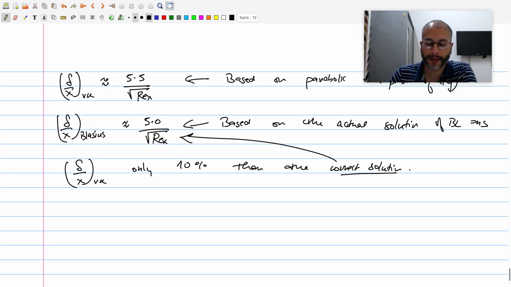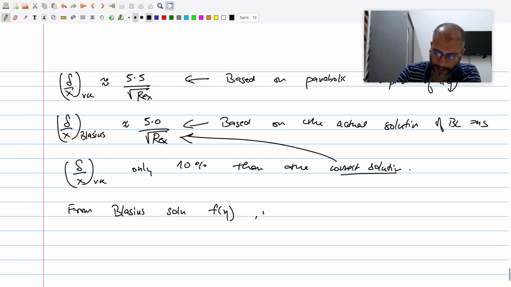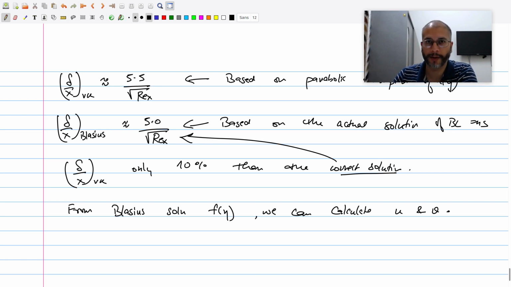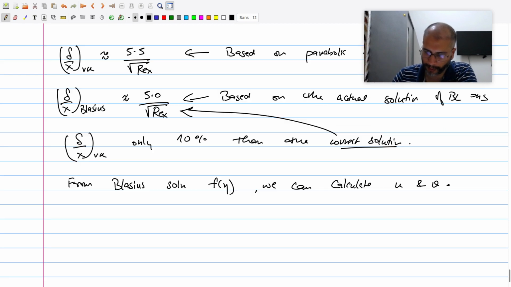So now remember the whole aim of this discussion in this chapter is to be able to calculate the wall shear stress, and hence from there we want to calculate the drag. So from this table or from the Blasius solution, f is a function of eta, we can calculate u and v both, because u and v were written in terms of f and f prime. Well, u was written as a function of f prime only, and v was both f and f prime dependent. So we have solved for f and we can solve for f prime as well.